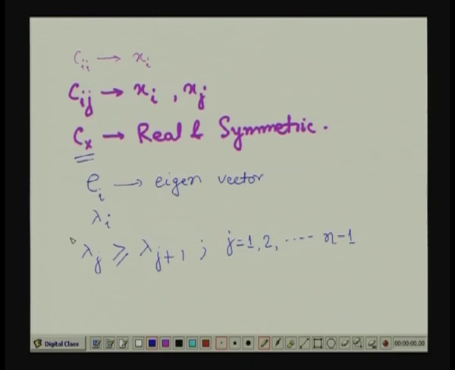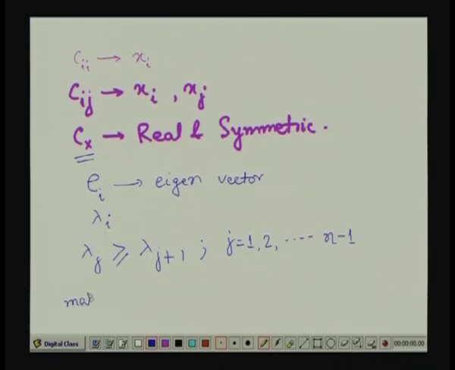So, what we are taking? We are taking the eigenvalues of the covariance matrix Cx, and we are taking the eigenvectors corresponding to every eigenvalue. Corresponding to the eigenvalue lambda i, we have this eigenvector ei, and we also assume that these eigenvalues are arranged in descending order of magnitude. That is, lambda j is greater than or equal to lambda j plus 1 for j varying from 1 to n minus 1. Now, from this set of eigenvectors, we form a matrix say A.